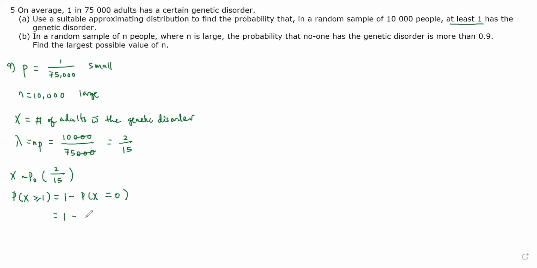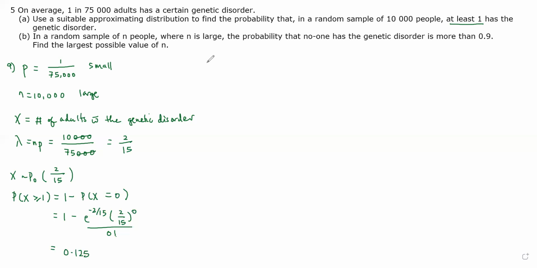So we have 1 minus e to the negative lambda, so that is e to the negative 2 over 15, times 2 over 15 to the 0 over 0 factorial. 0 factorial is 1, and also 2 over 15 to the 0 is 1. Basically, we just have 1 minus e to the negative 2 over 15, and that is 0.125.